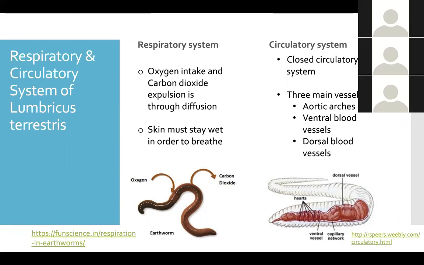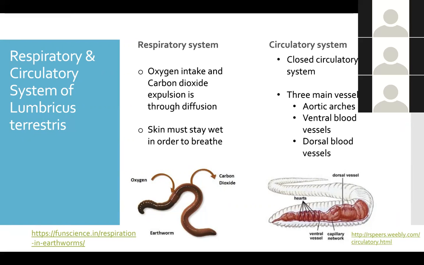In the circulatory system, they have a closed circulatory system structure. This essentially means that they work with a heart and enclosed blood vessels. They have three main vessels: the aortic arches, ventral blood vessels, and dorsal blood vessels. The aortic arches work together in pairs of 5 and work similar to that of a human heart. These arches are responsible for pumping blood into the vessels themselves.